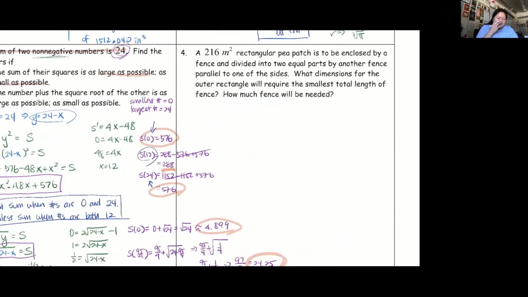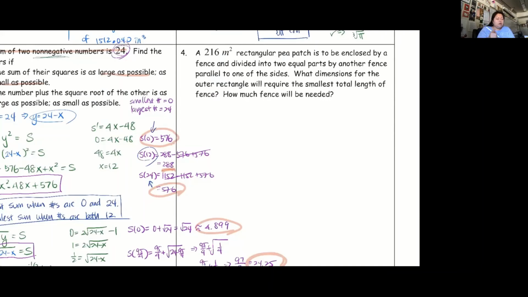Okay. All right. Last one. This one should be pretty familiar, right? You have these fencing problems, right? I'm hoping you saw a lot of fencing problems. So you have an area, a rectangular patch is to be enclosed by a fence divided into 2 equal parts by another fence parallel to one of the sides.